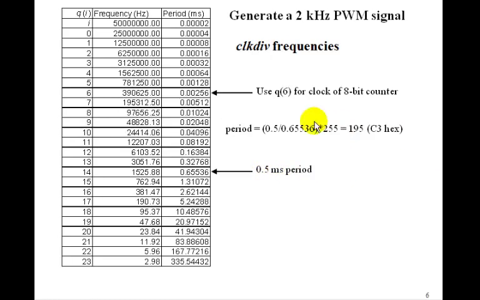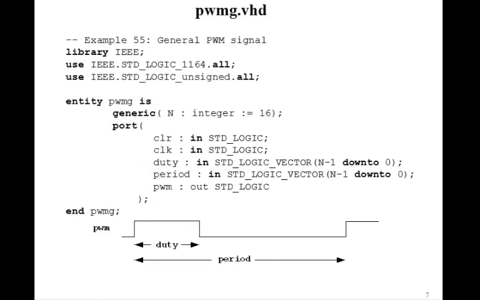And in fact, the period that we want, we could just calculate to be 0.5 divided by this 0.65536 times the 255 count, which would mean if we set the period to 195, or C3 hex, we should get a 0.5 millisecond period. So let's write a modified PWM program.